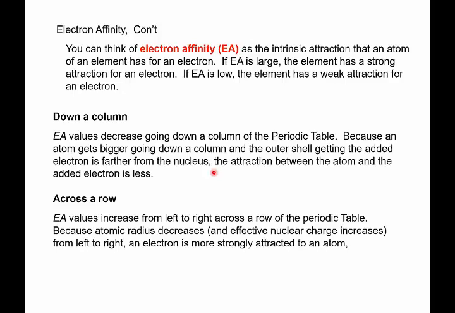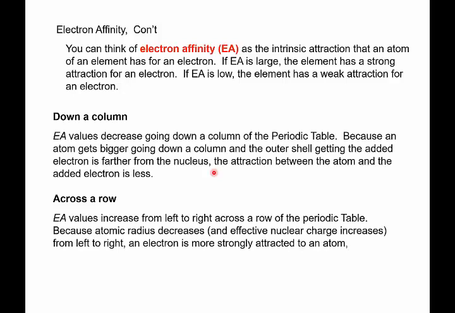If you go down a column, EA values decrease going down the column of the periodic table. Because an atom gets bigger going down the column, the outer shell getting the added electron is further from the nucleus, and thus the attraction between the atom and the added electron is less.